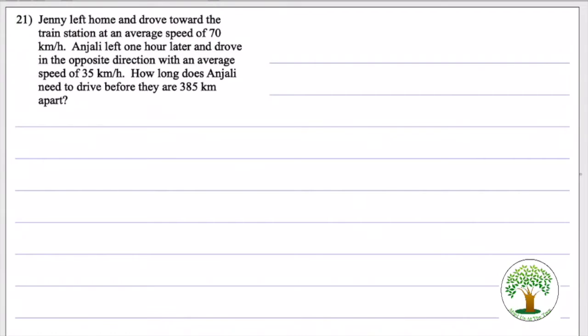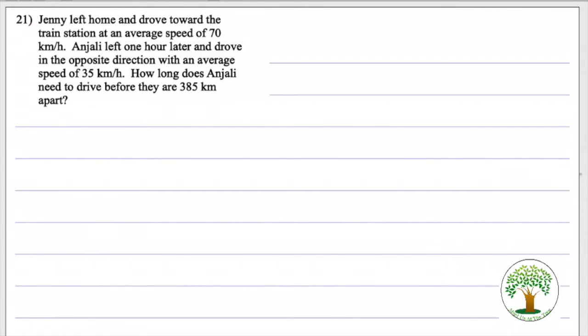Here we go. Almost 2. Are we ready? Jenny left home and drove towards the train station at an average speed of 70 kilometers per hour. It doesn't really matter the units. You're just going to write them down. Anali left 1 hour later and drove in the opposite direction at an average speed of 35 kilometers per hour. Now the distances are not equal.